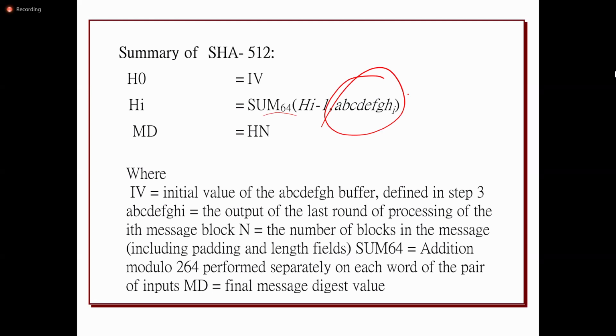So this ABC is nothing much. It is going to take the current value of the buffer, and then it is going to take the output of the previous one.